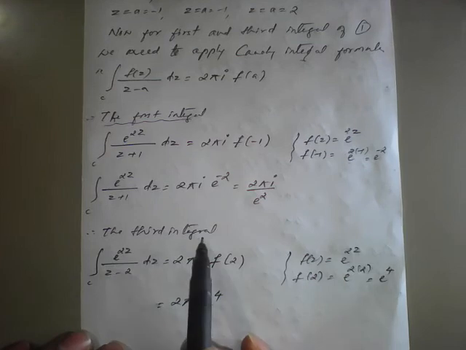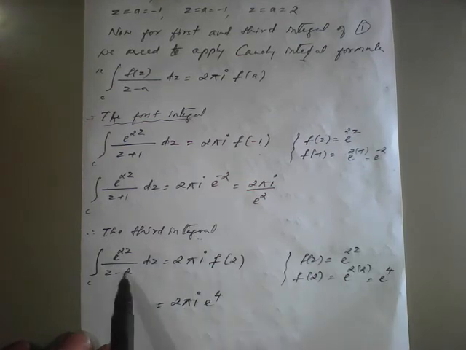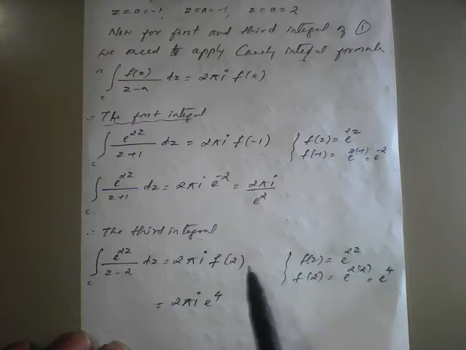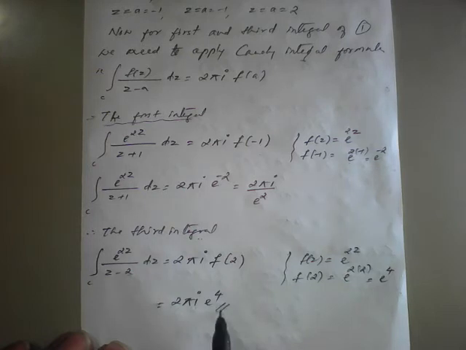we need to simplify the third integral, because the third integral can be solved by only Cauchy's integral formula. So replace a is equal to 2 in f of z, so f of 2 will become e raised to 2 into 2, so e raised to 4, so we got the third integral result.